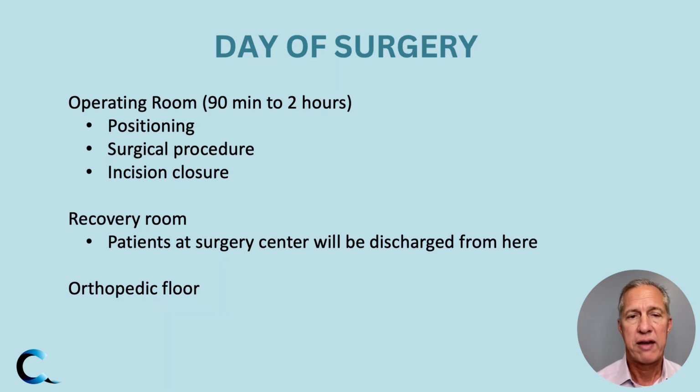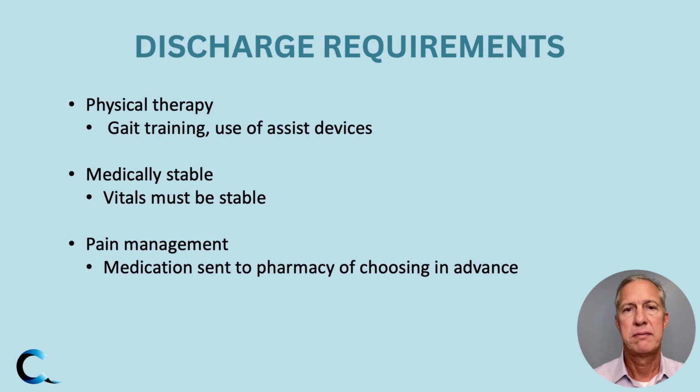On the day of surgery, after preparation in the preoperative area, you'll be transported to the operating room. Total time in the operating room will be between 1 and 2 hours for the positioning, the procedure, and the closure. You'll then be taken to the recovery room. At the surgery center, you'll be discharged home from the recovery room. If your surgery is done in the hospital, you'll be taken to the orthopedic floor.